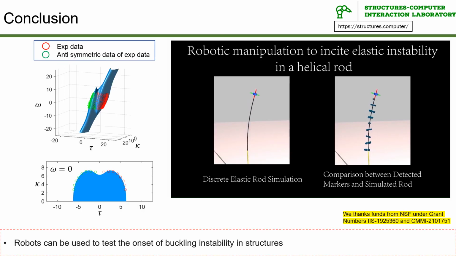Here are the results. We attach a demo here. In the top figure, all points on the blue surface are buckling points. Since the surface is anti-symmetric, we only need to explore the region where torsion tau is larger than 0. We can find good agreement between the simulation data and experimental data. We can conclude that the robot can work as an automated platform to test the onset of buckling stability in structures.